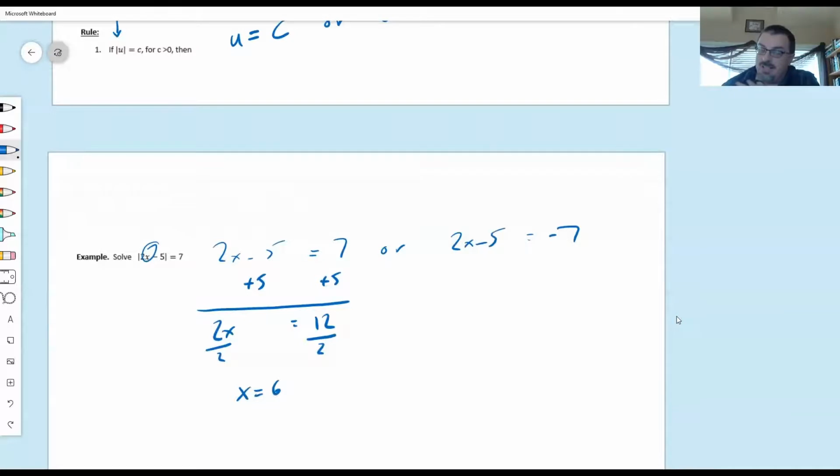Do the same thing on the right side. Add 5. Add 5. 2x equals minus 2. Divide by 2. X equals minus 1.